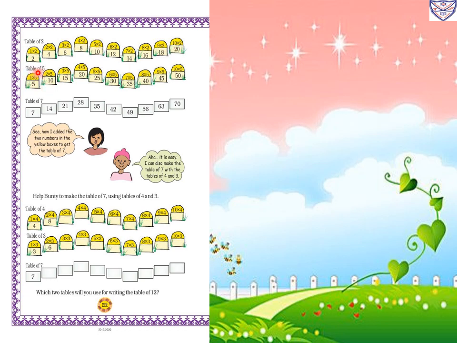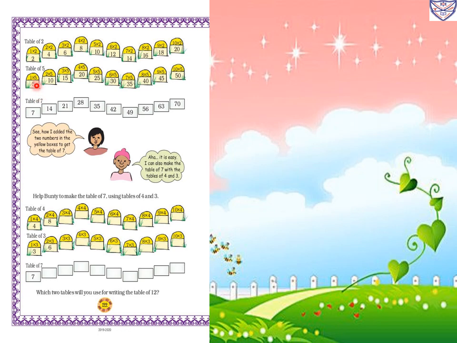Now she has written the table of 5. So 5 ones are 5, 5 twos are 10, 5 threes are 15, 5 fours are 20, 5 fives are 25, 5 sixes are 30, 5 sevens are 35, 5 eights are 40, 5 nines are 45, 5 tens are 50. Now with the help of 2 and 5, she is going to write the table of 7. How will she write it?